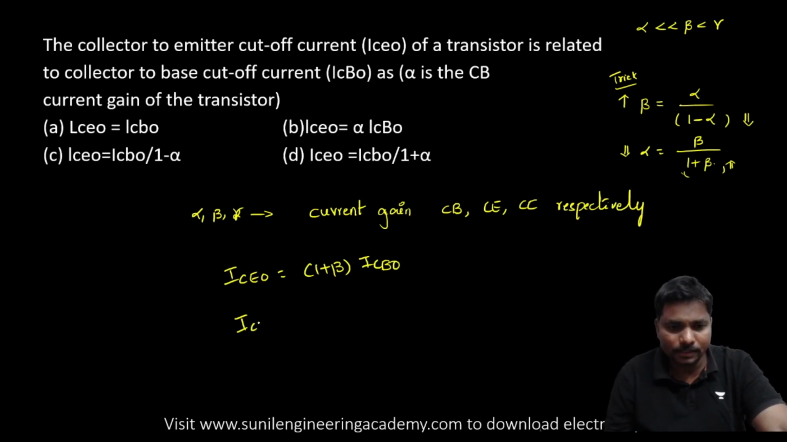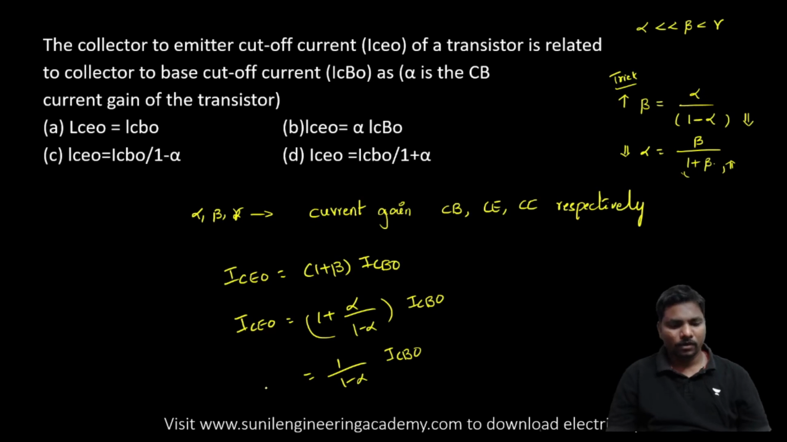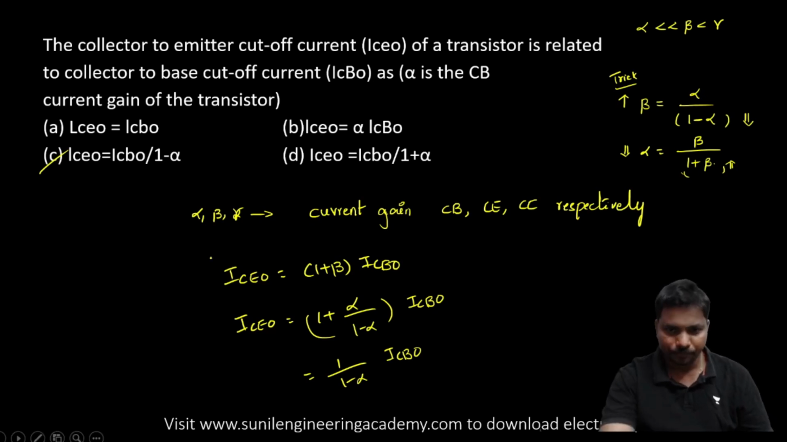So ICEO is equal to 1 plus beta, which is nothing but 1 plus alpha by 1 minus alpha. So 1 minus alpha plus alpha, alpha cancels out, 1 by 1 minus alpha. Okay, 1 by 1 minus alpha into ICBO. That is nothing but the answer, option C. ICEO is equal to 1 by 1 minus alpha into ICBO. Okay, all of you clear?